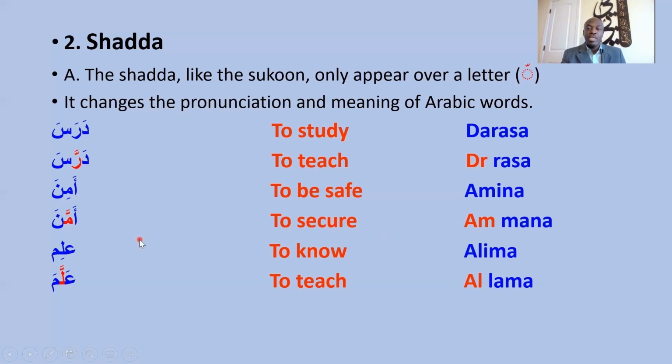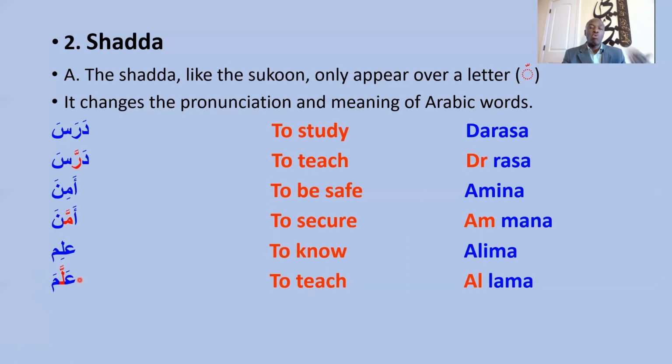And the last one here is alima. Alima is to know. And the transliteration here is alima. And here, allama. So when we put the shadda, the meaning moves from to know to teach. Allama, so allama, like I teach you something.